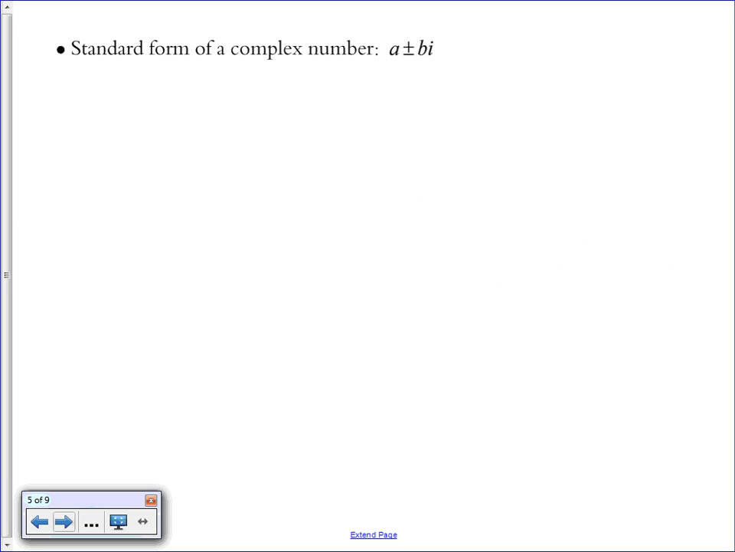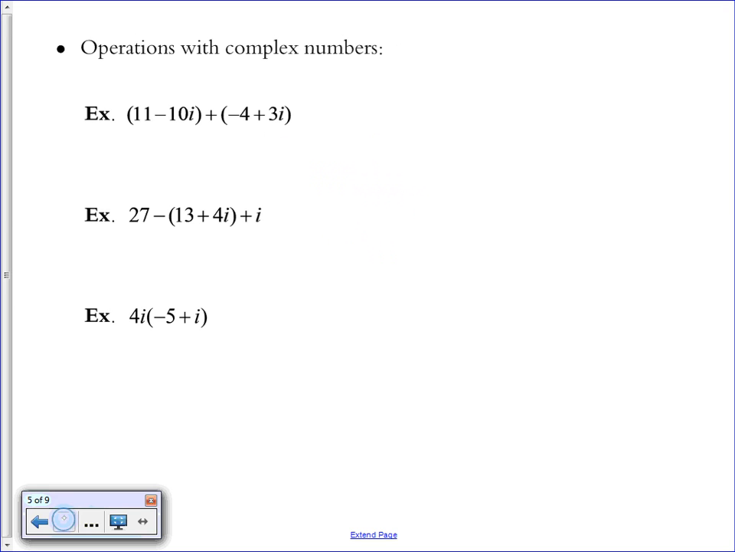Standard form of a complex number is to write it as the real component plus or minus the imaginary component, like for example 3 plus or minus 2i. And so the formula for that is a plus or minus bi. So if you ever see the instructions tell you to write your final answer as a complex number in standard form, you want to write it with the real part plus or minus the imaginary piece.